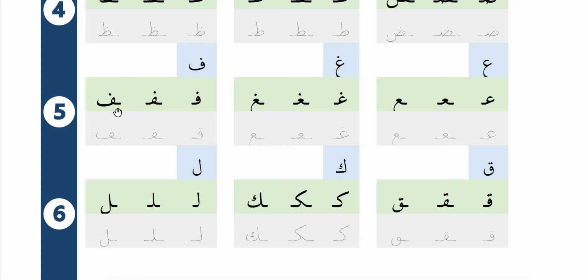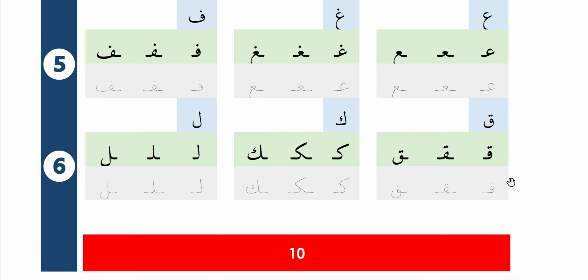Fa, fa, fa. It's like a circle with a dot on top. Qaf, qaf, qaf, qaf with two dots on top. Kaf. This kaf is actually its shape in the final position only.